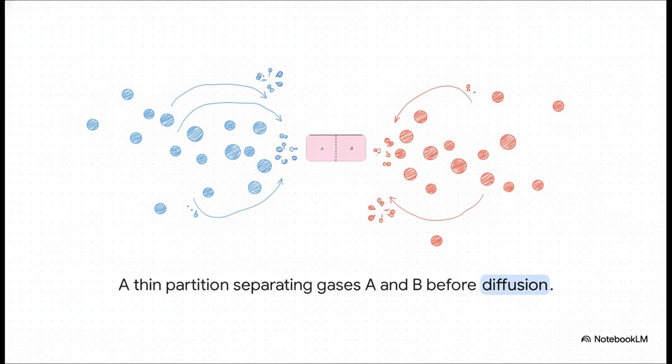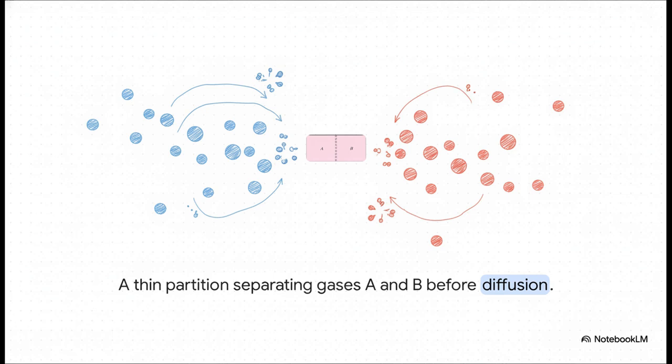Okay, picture this setup in your head because it tells a really profound story about how math models our reality. Imagine a completely sealed box, and right down the middle, there's a super thin partition. On the left side, you've got gas A, on the right side, gas B. Now, what do you think happens the exact second we yank that partition out? The molecules definitely don't just stay put. Because they're in constant jittery motion, they start bouncing all over the place.